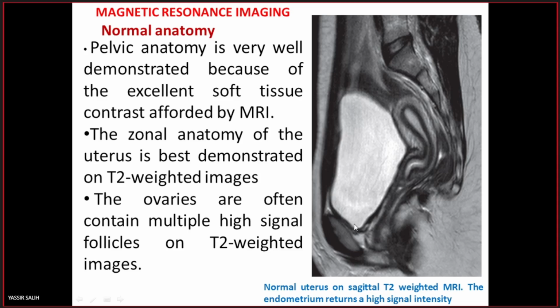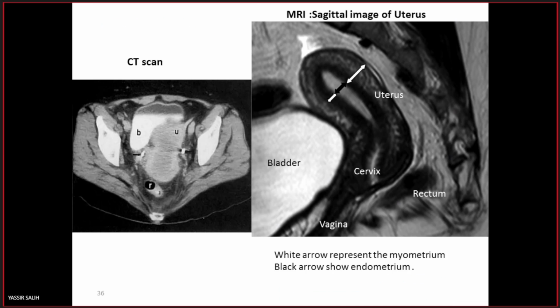MRI can demonstrate the uterus, and is a very excellent and very good imaging technique for demonstration of the uterus, as the uterus is a soft tissue. You know the MRI is the superior imaging technique in demonstration of soft tissue. Therefore, you can see the different layers, the endometrium very clear, and also on MRI you can see the ovaries.